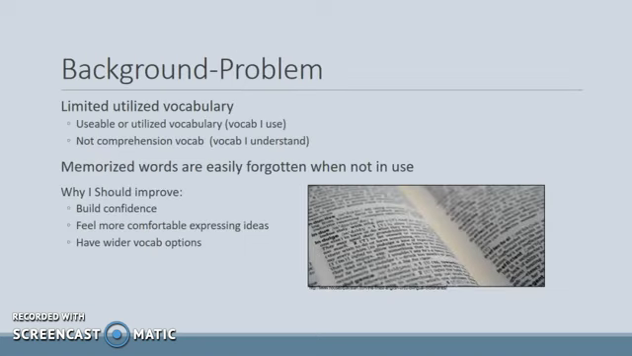So in recap from last time, I want to increase the words that I use day to day. I've tried doing this before, and I tend to memorize lots of words but never actually use them, so I don't integrate them into my vocab, and they're forgotten. Why I want to do this is to build my confidence in my abilities with the English language, and then to feel more comfortable expressing my ideas and give me more options to express those ideas to people.